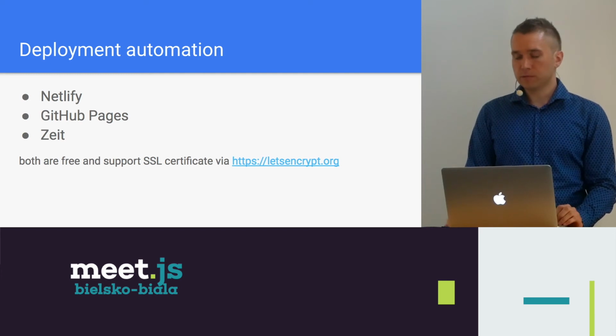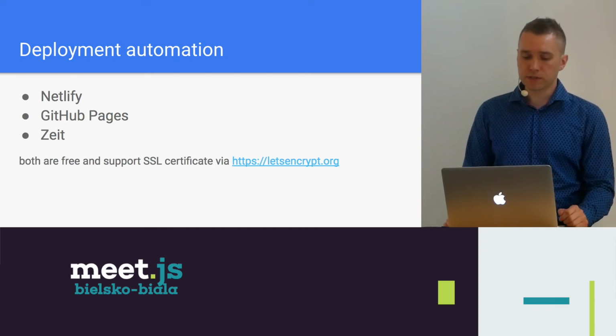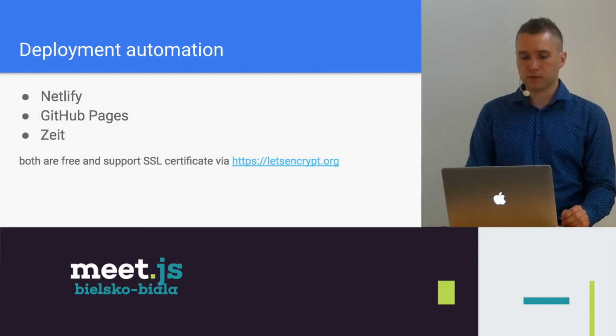GitHub Pages is a very simple solution, especially for open source projects, and they host most of the example code on GitHub Pages. So often those pages are also generated by a static site generation tool. And there's Zeit, which is also a hosting solution. They all provide SSL, so it's secure and easy to use.